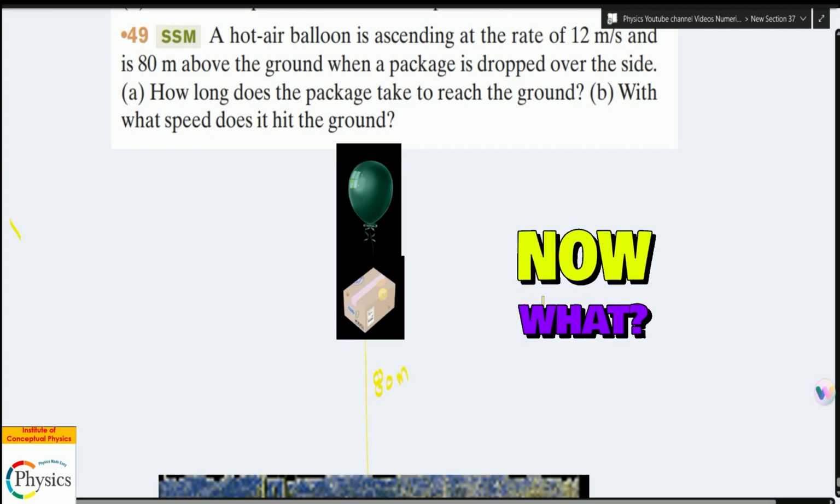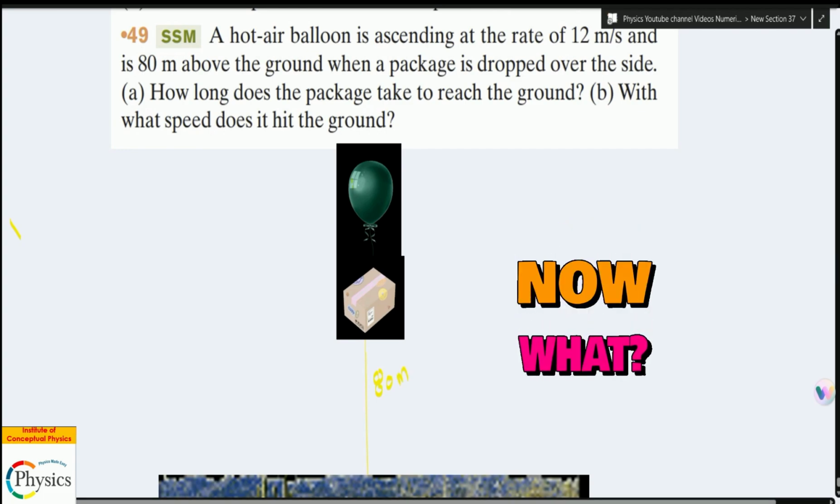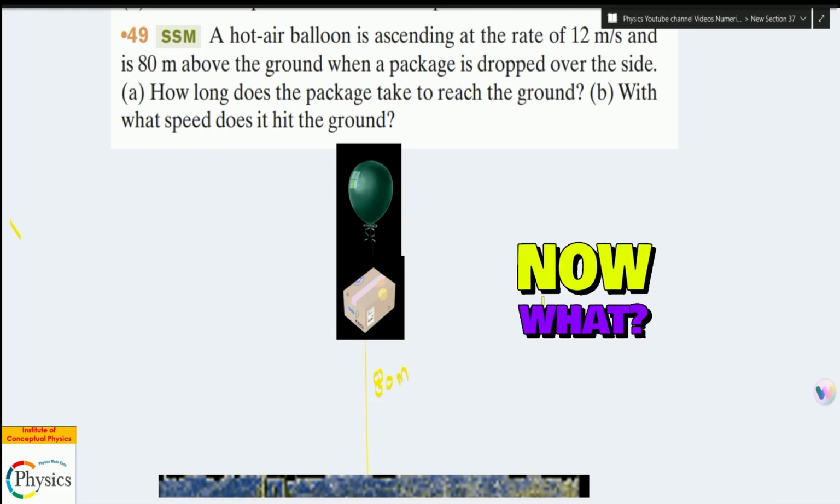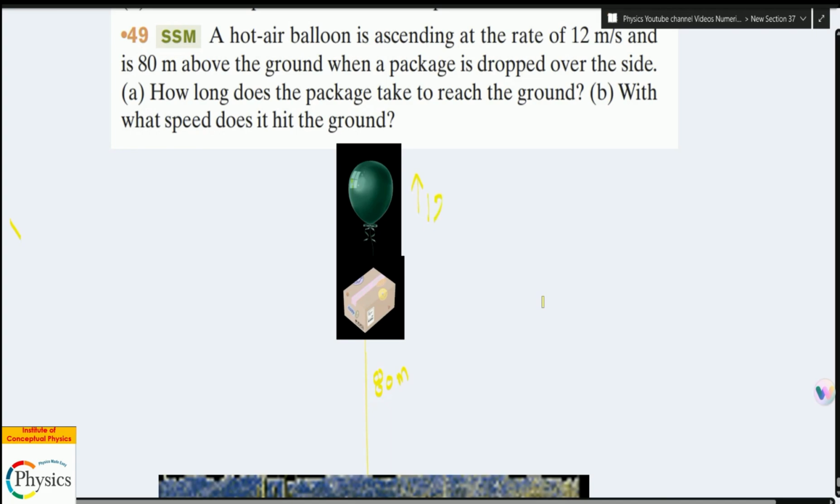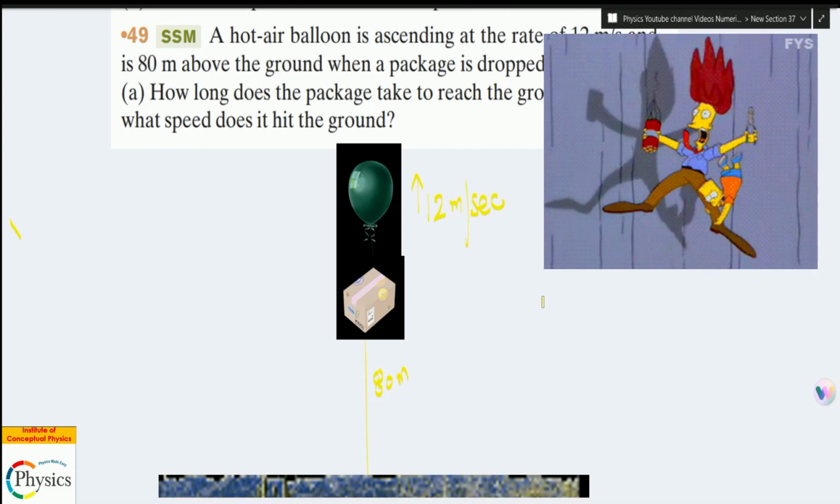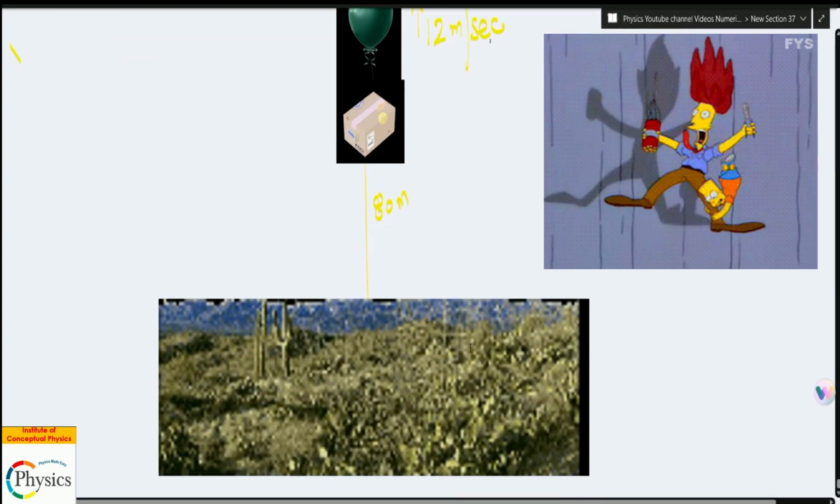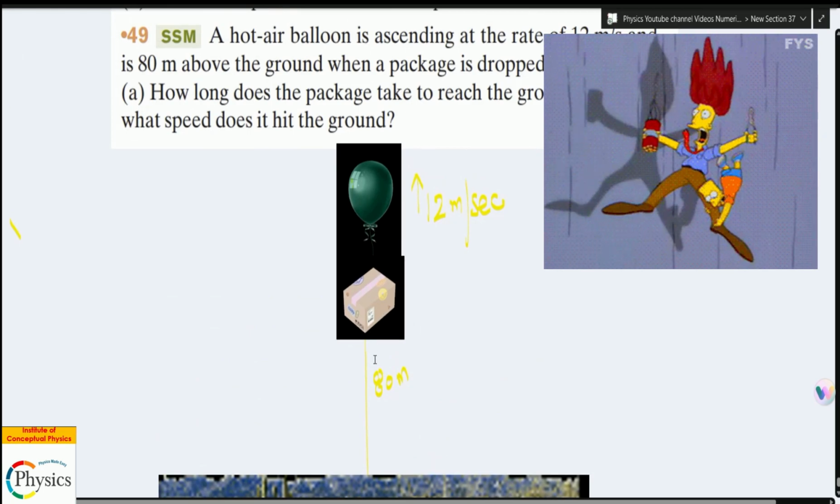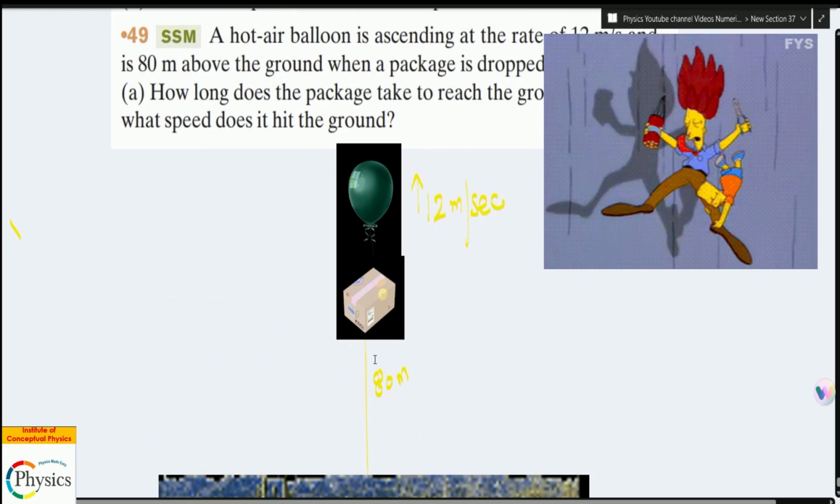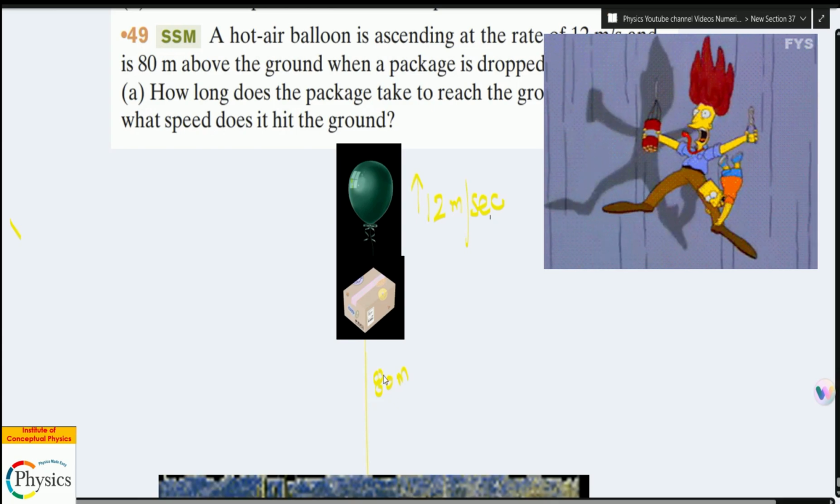So the package is dropped, and at that point the balloon is ascending with a velocity of 12 meters per second. This is the speed at which the balloon is ascending. The question is, how long does this package take to reach the ground? If I were to show you the complete diagram, this is your ground, and the package obviously will come down due to free fall, the acceleration due to gravity. The second question is, with what speed does this package hit the ground?